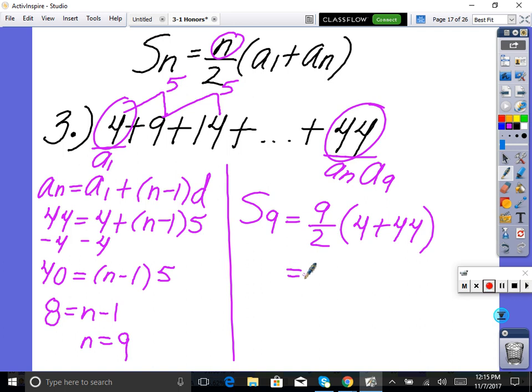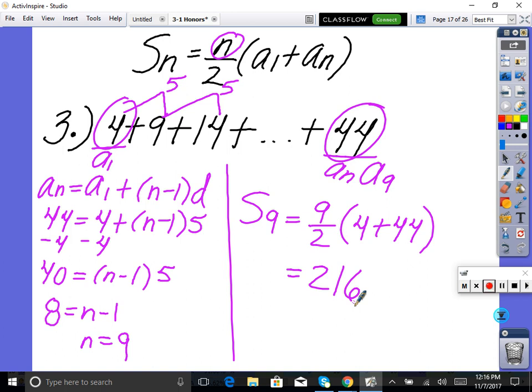So the sum of those 9 terms comes out to be 216. Now think of how this could be applied in a real world situation. Let's say I am a mother and I'm trying to bribe my children to help me at home. And I'm not very smart at math, and I'm just not really thinking. And I say to my kid, okay, Johnny, if you help me today for chores, I'll give you $4. And then every day after that, I'll give you $5 additional dollars.